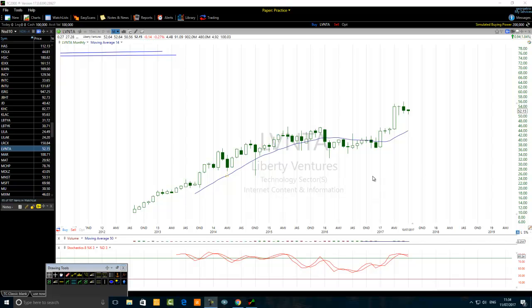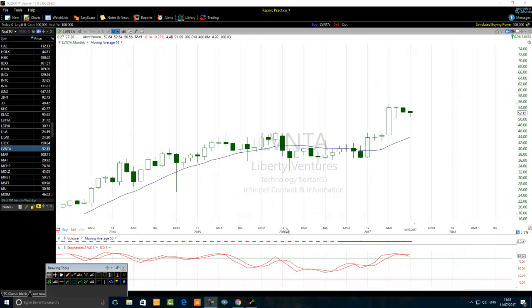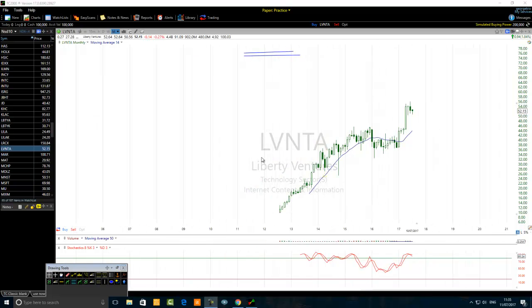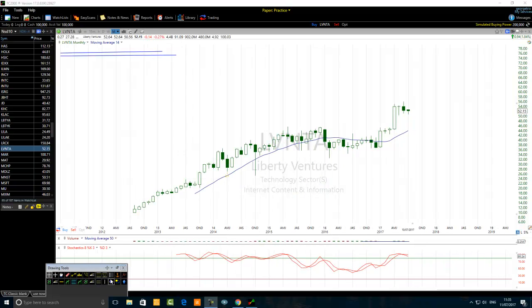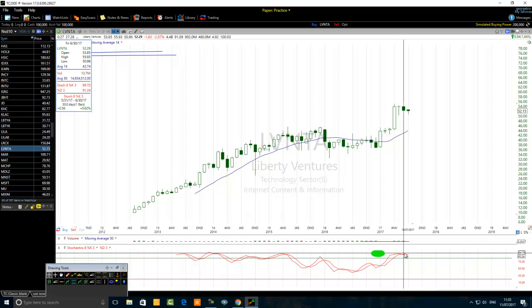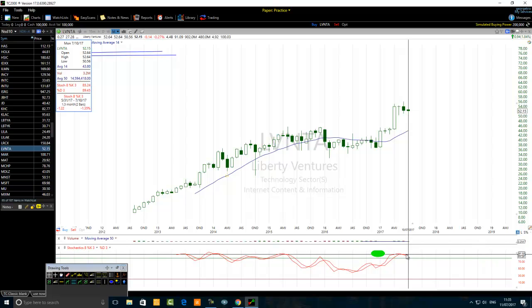All right, so we have a real example here, and the financial instrument that we are looking at is Liberty Ventures, belonging to the technology sector, internet content information. This is an American stock, EPIC LVNTA, Lima Victor November Tango Alpha. As you can see on my chart, I have my stochastic 8-3-3 well overbought right there. It's now in the zone of 91.